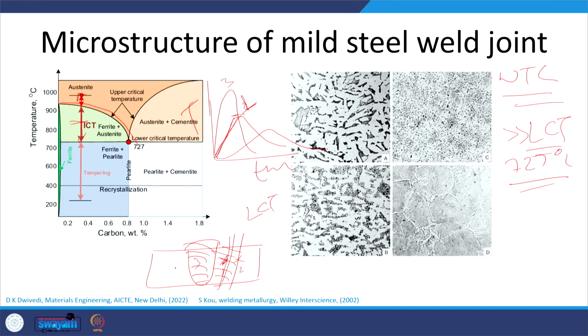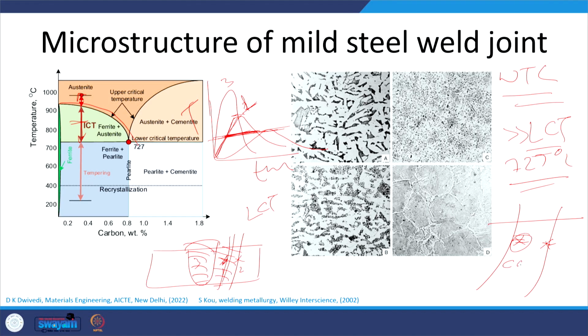If we see all the regions which are very close to the fusion boundary, they will be heated to a higher temperature for a longer time as compared to those which are away. The zone which is very close to the fusion boundary will be experiencing higher temperature for a longer time as compared to those zones which are away. Because of this high temperature exposure for a longer time, we get the coarse grain structure.